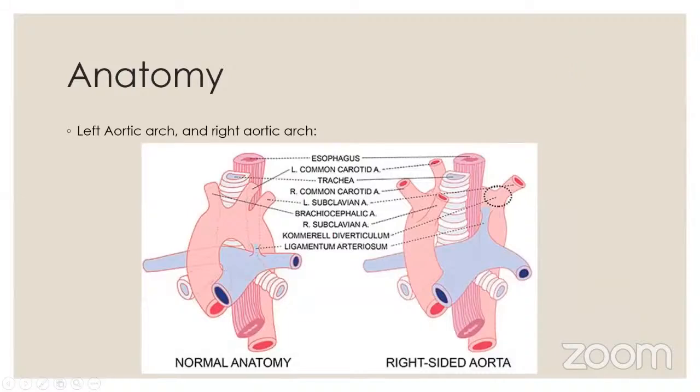So now let's discuss the anatomy. First off, I want to start by defining what is a left aortic arch and what is a right aortic arch. In a left aortic arch, the arch crosses over the left mainstem bronchus and typically descends along the left side of the spine. In a right-sided aortic arch, the arch crosses above the right mainstem bronchus and descends to the right side of the spine. Rarely, however, it can cross in a retroesophageal fashion and descend to the left of the spine.